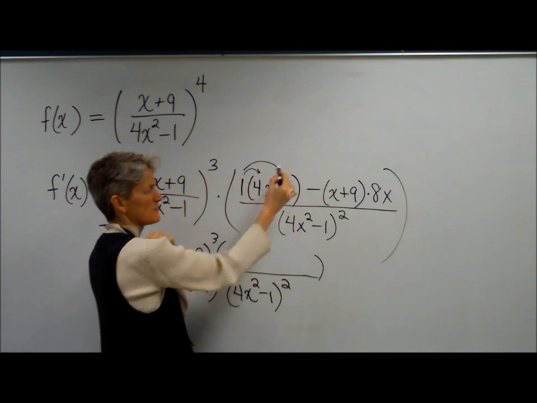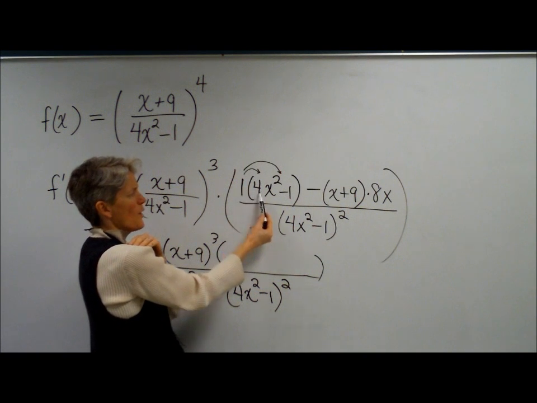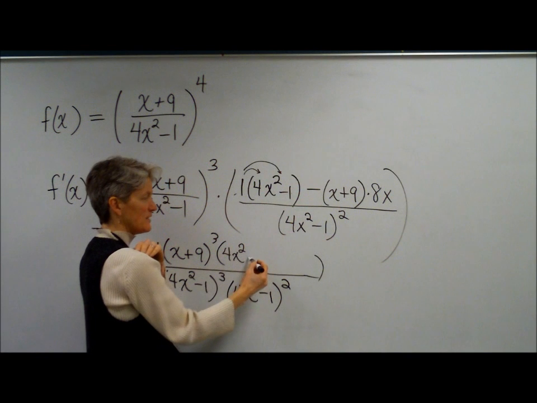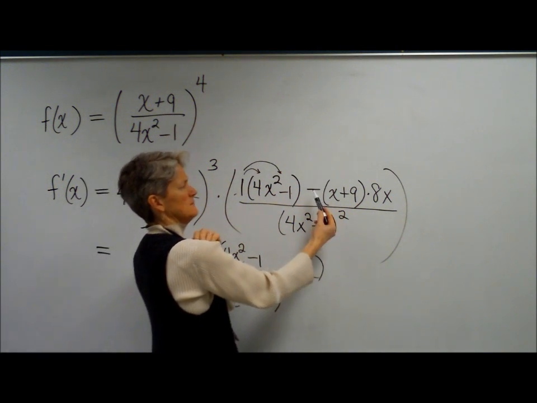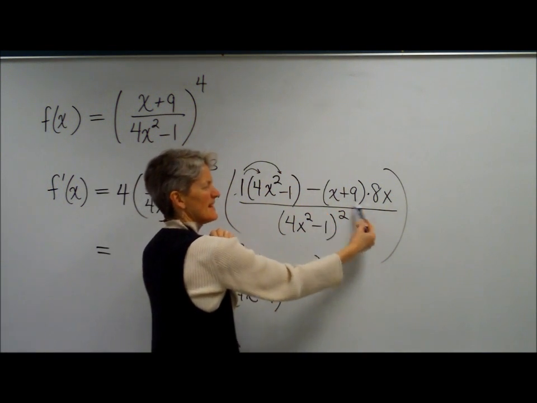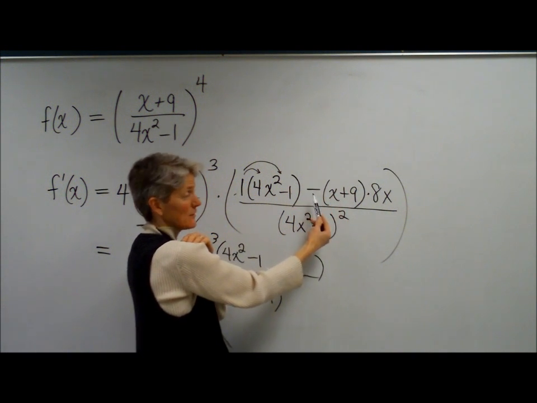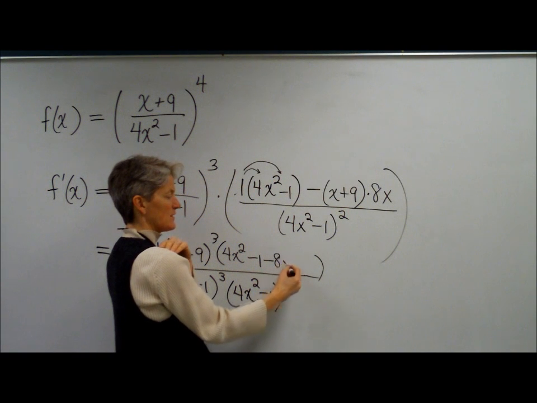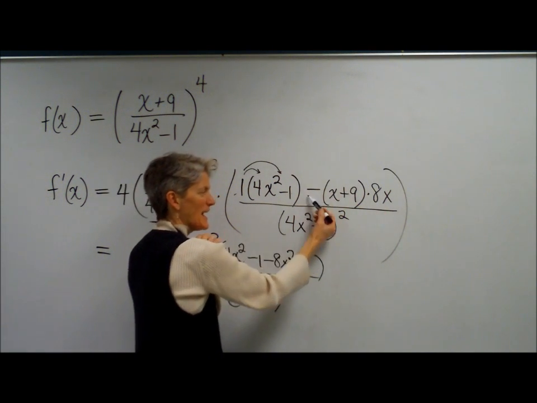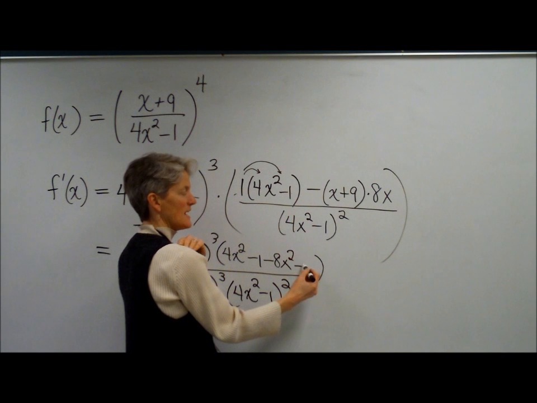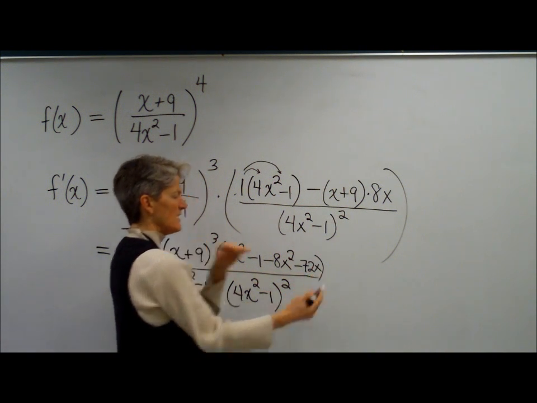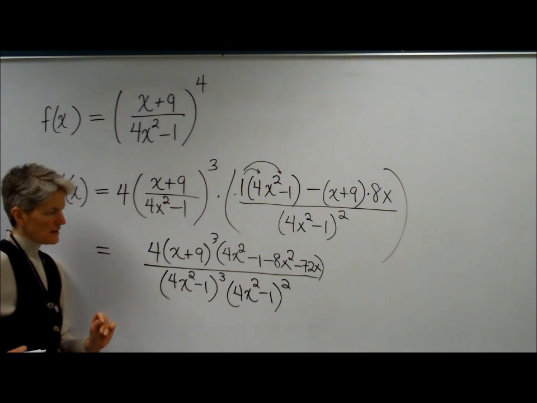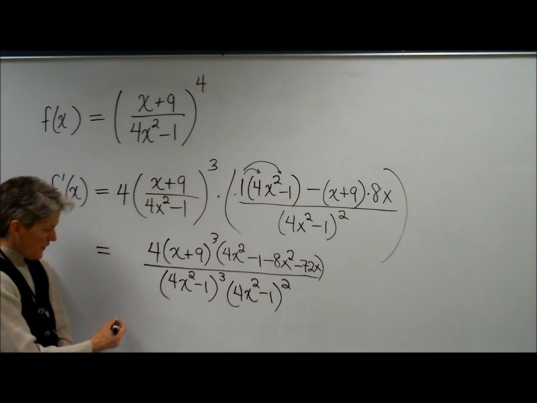Mr. Haas, do you mind if I distribute and clean that up a little bit? 1 times 4x squared is 4x squared. 1 times -1 is -1. Let's see. That's kind of like a -8x. So -8x times x is -8x squared. -8x times 9 is -72x. And there I have everything on the top and on the bottom. So it's all one big fraction.